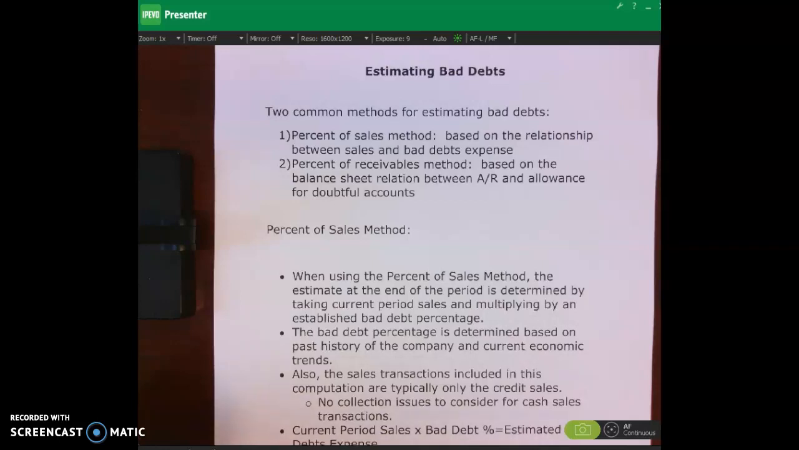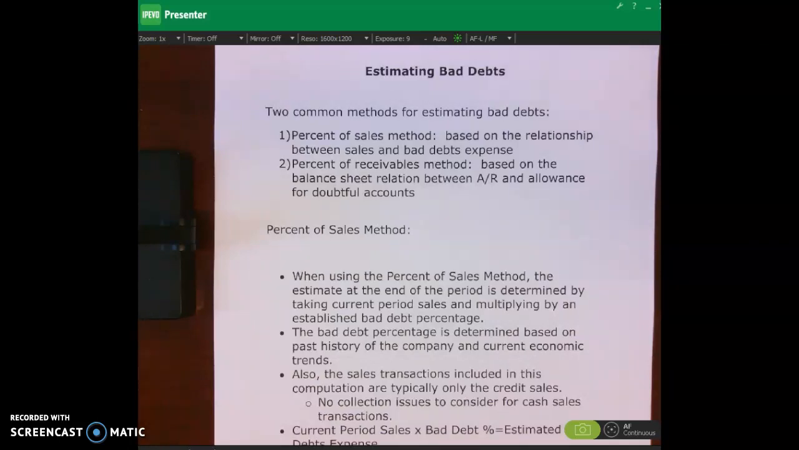So there are two different ways for estimating bad debts. There's the percent of sales method. So basically we say 1%, 2%, whatever percentage of our credit sales we don't think we're going to collect, okay? The other way is the percent of receivables method. So what we say is that we want the allowance for doubtful accounts to be 5%, 2%, 1%, or whatever percentage of our accounts receivable. So these are the two different ways for estimating bad debts expense.